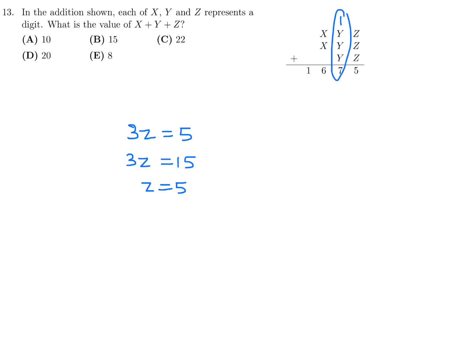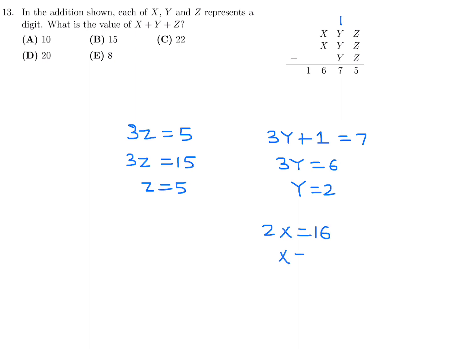Now let's concentrate on this column. So that would mean 3y plus 1 is equal to 7. 3y is 6, y is 2. Great. And there's no carry. So it would be 2, 2, 2, 1, and there's no carry. And then this column, 2x is equal to 16, and therefore x is equal to 8. So x plus y plus z is 8 plus 2 plus 5, and that is equal to 15. So number 13, the answer is B.